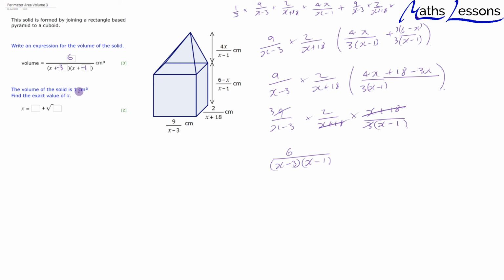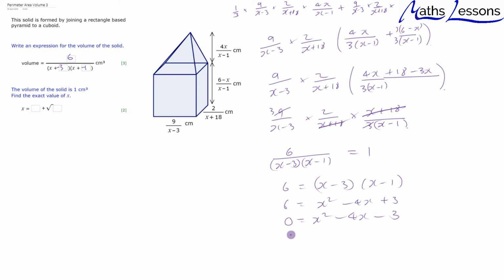Now I know the volume of the solid is equal to 1 centimetre cubed, so make that equal to 1. And so therefore 6 will equal x minus 3 times by x minus 1. So I get 6 equals x squared minus 4x plus 3. Take away the 6, I get x squared minus 4x minus 3. And I know it's not going to factorise.